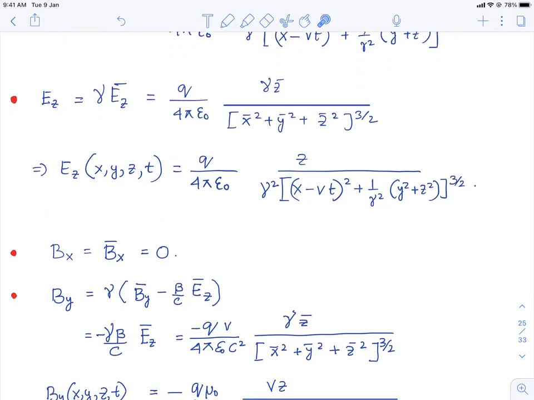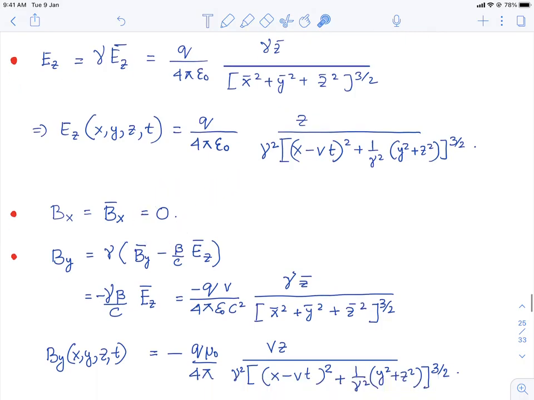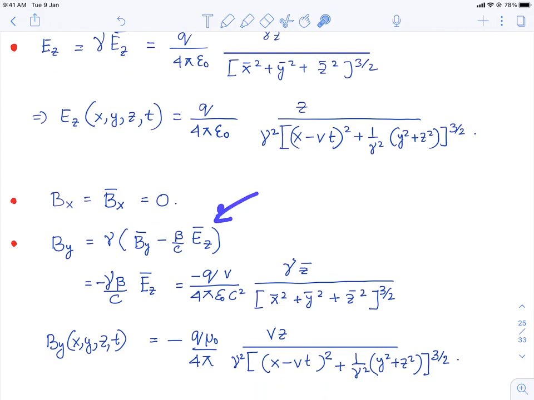And for the magnetic field, the x component is identical. So its magnetic field is 0 in the frame where the charge is at rest. So this is just 0. But the y component of the magnetic field has contributions from the electric field from the static case, right? So this is the case. This is the frame where the charge is moving.